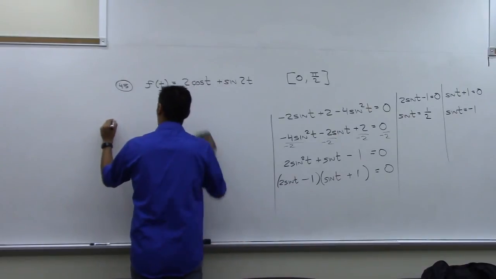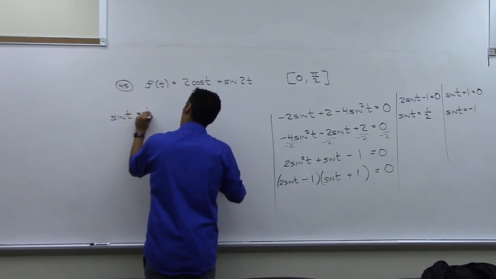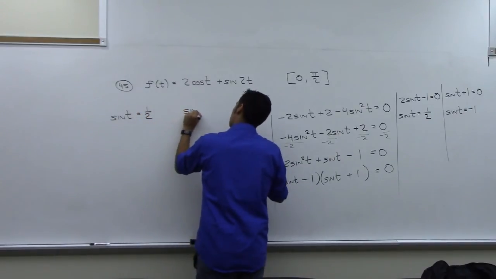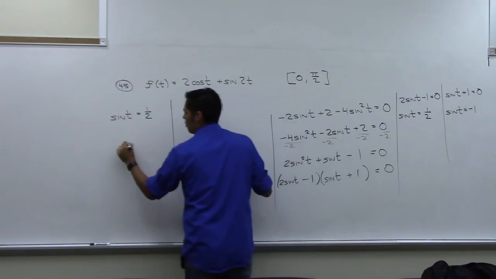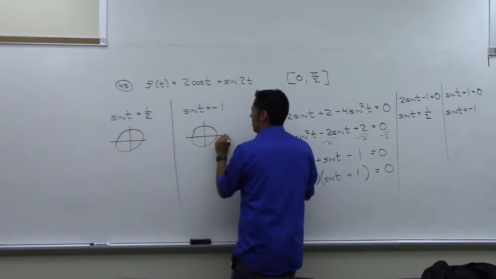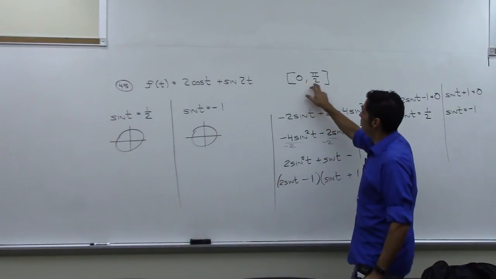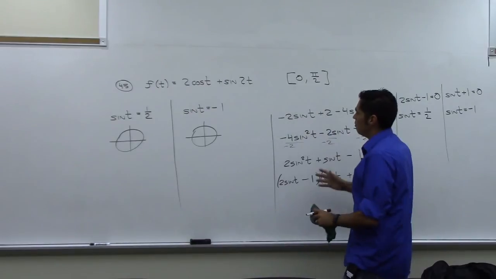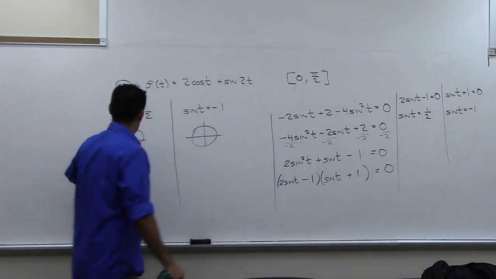So I want to know, when is sine t equal to a half, and when is sine t equal to negative 1? Now I'm going to go to my unit circle to do this, but keep in mind that I'm not on an open interval here. I'm not looking at all the general solutions. I just need the solutions that live in here, 0 to pi over 2. So I'm really only looking in the first quadrant, right?